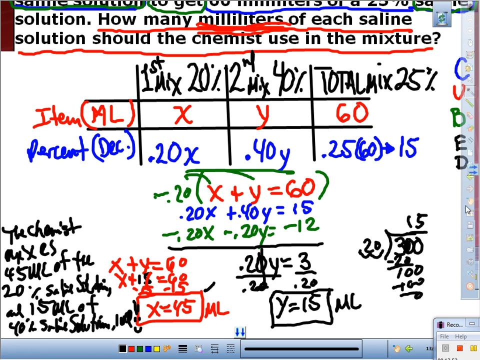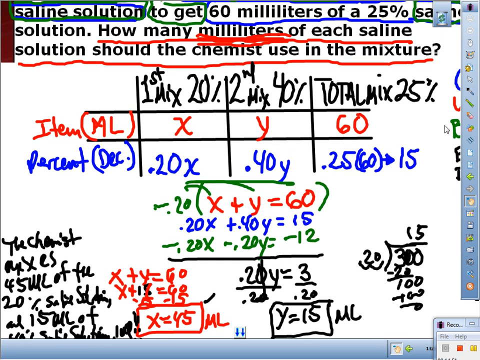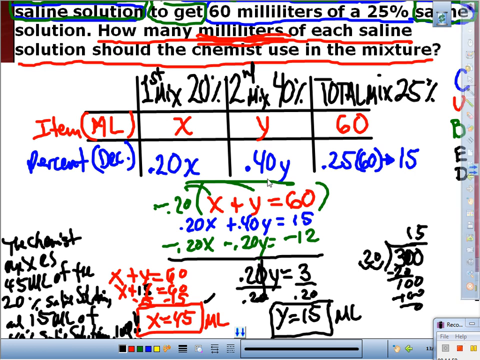From there, we wrote the percentage as decimals, 0.20, but since we didn't know where that came from, we put times the missing milliliters, so times X. This one times Y, and this one times 60. So 0.25 times 60 gave us 15. So my two equations are X plus Y equals 60, which is right here, and 0.20X plus 0.40Y equals 15, which is here. And then we just chose which one to eliminate and solve for the rest.